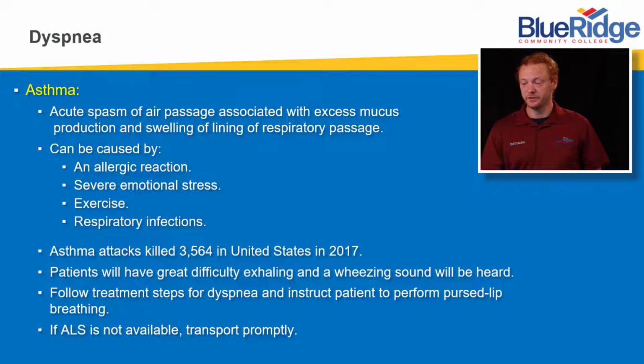Asthma is an acute spasm of the airway passage associated with excess mucus production and swelling of the lining of the respiratory passage. It can be caused by an allergic reaction, severe emotional stress, exercise, or respiratory infections. Asthma in the United States killed 3,564 individuals in 2017. Patients will have great difficulty exhaling, and a wheezing sound will be heard.